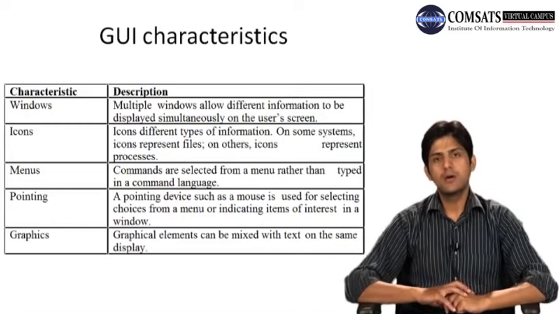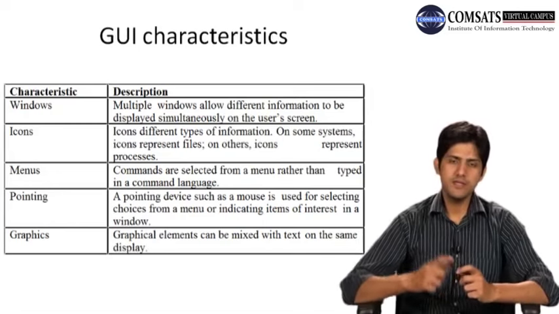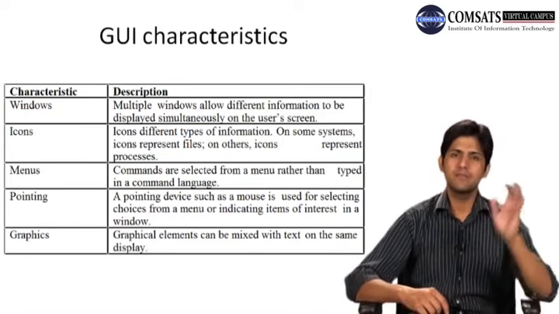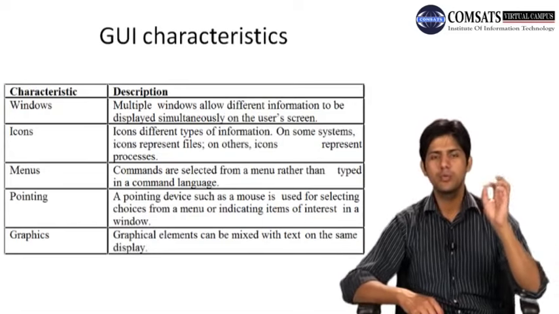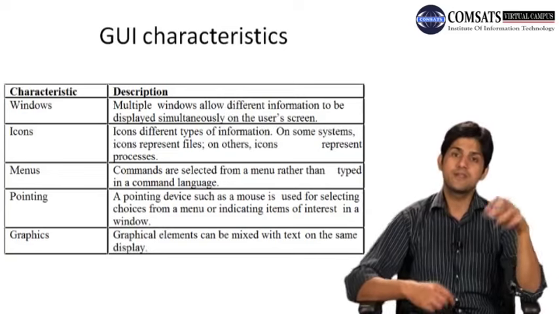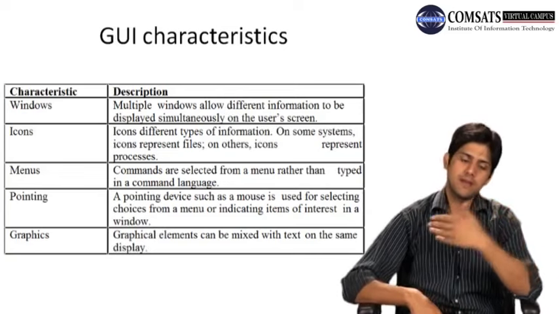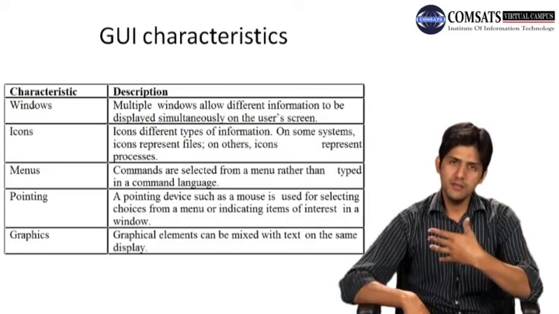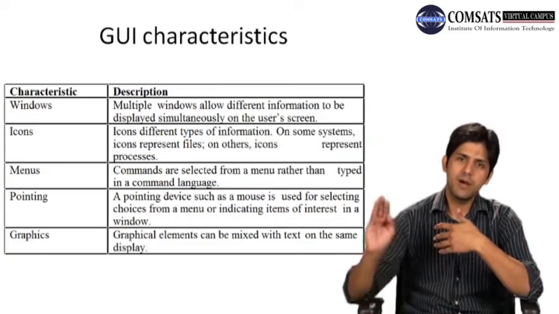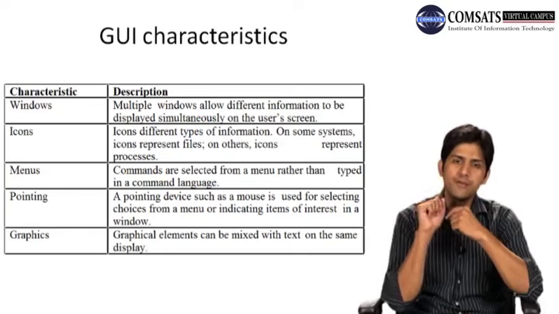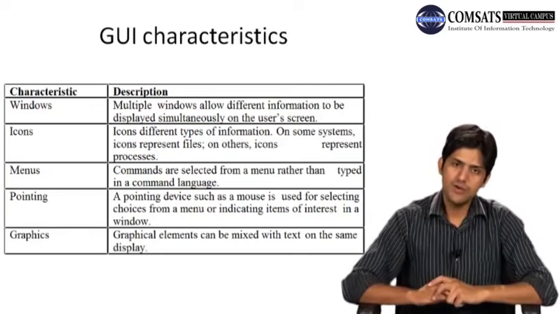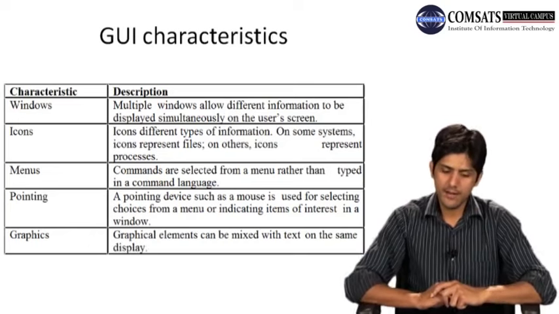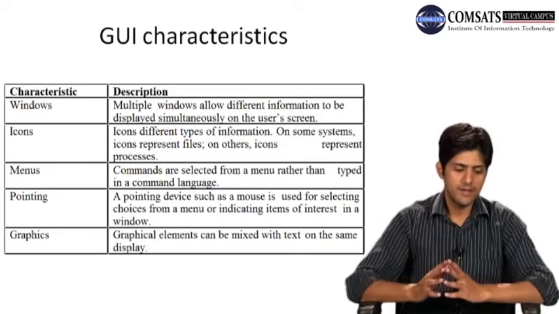For example, we are using Microsoft Office, or some other application, and we get these menus where we have File, in which we can open a new window, create a new document, close, and open a recently used document. So these are examples of menus. And then we have pointing, where, for example, we use a mouse to point to these different icons or to these menus. So a pointing device such as a mouse is used for selecting choices from a menu or indicating items of interest in a window.